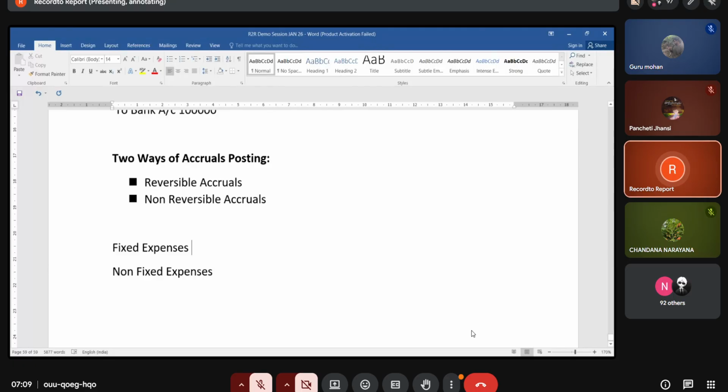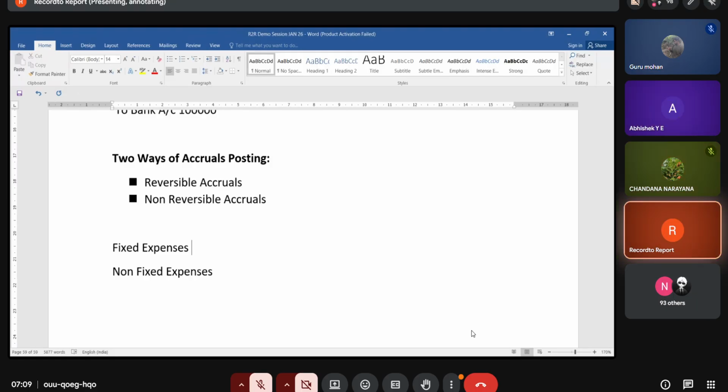Will it change every month, guys? Rent is as per the contractual agreement made with the landlord or the building owner. So every month a fixed amount will happen. Yearly once it may change, but monthly it will not change. It's a fixed amount of rent expense. So rent is an example. Rent is a fixed expense.